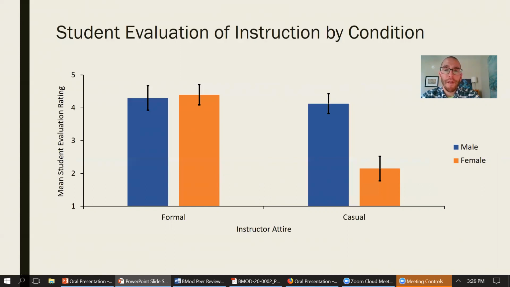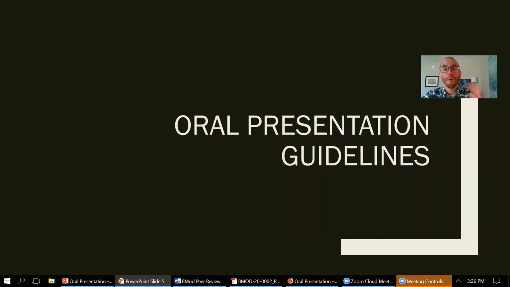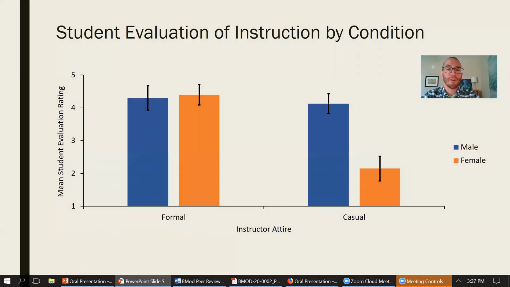We ran a 2-way ANOVA, and there was a significant interaction, a significant attire by gender interaction, such that for formally dressed instructors, there was no difference by instructor gender. However, when instructors were dressed casually, there was a difference between male and female instructors, such that when dressed casually, male instructors were rated more positively than female instructors. So note here how I went through this graph in detail. I described the findings of the study and summarized them, and then presented results in my statistical analysis.